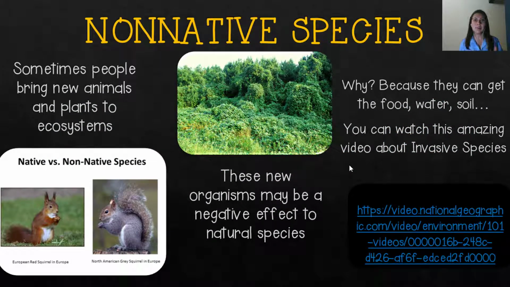In an environment, we can have native species, plants or animals, and non-native species. The native species are the ones that are born in that place. The non-native species are the ones that sometimes people bring to that place because they look beautiful, because they want to have an animal or a plant in that place, but sometimes it is not correct. Why? Because they are going to affect the native species. These new organisms may have a negative effect on natural species. Why? Because they can take the food, the water, or the soil.